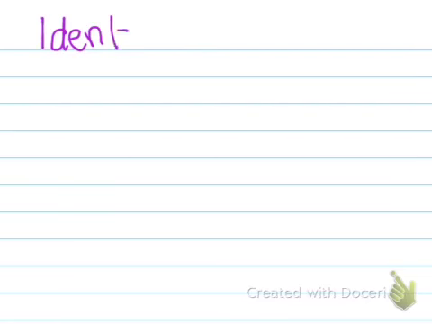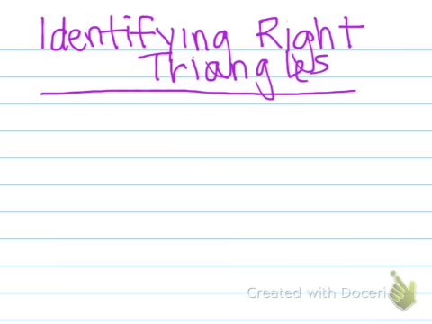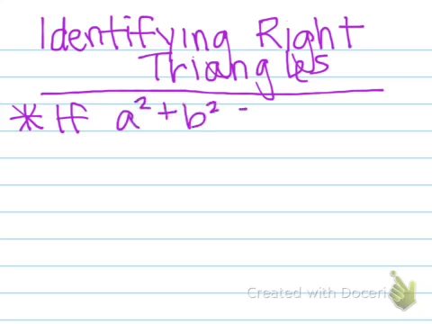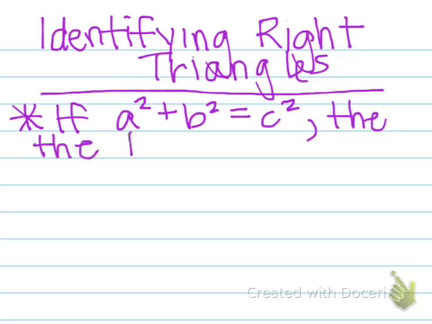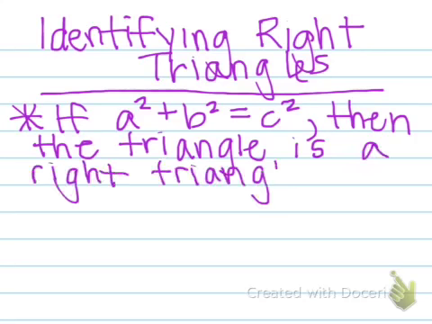Okay, the next thing we're going to do is look at identifying right triangles. We're going to be able to use what we know about the Pythagorean Theorem to tell us how to identify right triangles. If a squared plus b squared equals c squared, then the triangle is a right triangle. So by plugging in side lengths of a triangle, we'll be able to determine whether or not it is a right triangle.